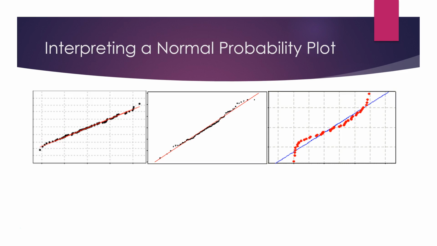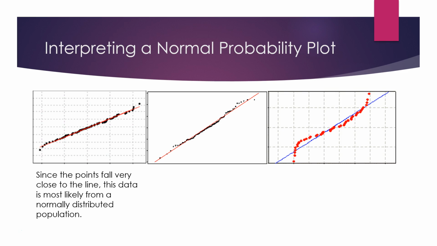So if we look at an example of each one of these cases, we have the leftmost graph where most of the points fall in the line pretty nicely. This is a pretty clean probability plot. So if I were to look at this graph, I would think that there is a good case that the data comes from a normally distributed population.